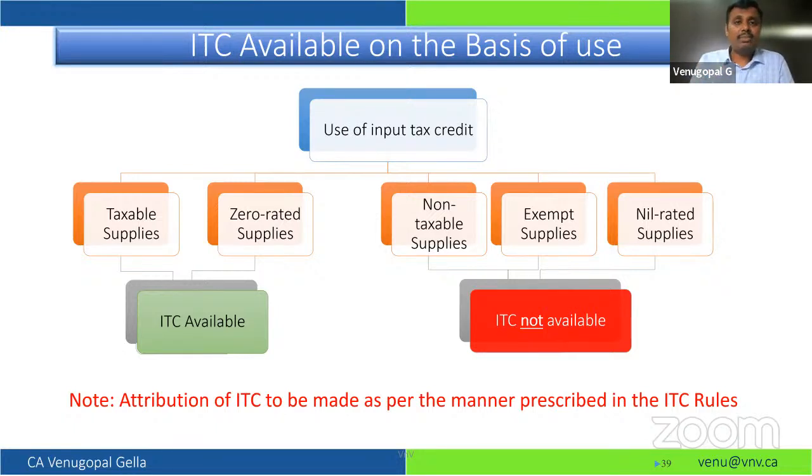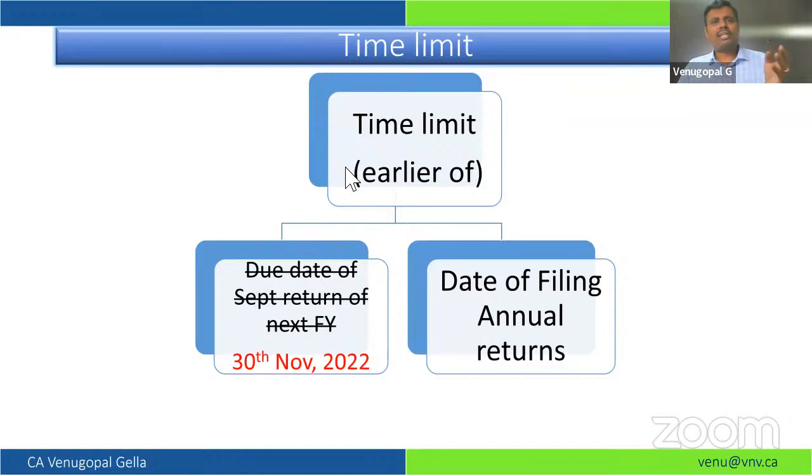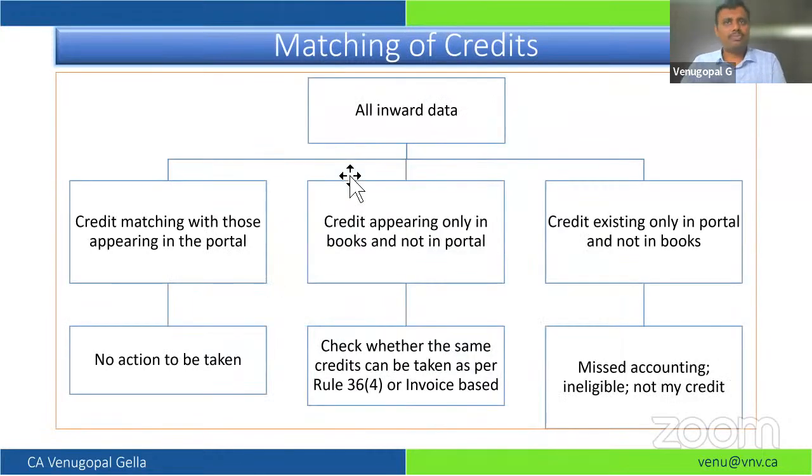If it is not an eligible credit, why? It could be on account of exempt supply, it could be personal use, or it is a blocked credit. What is a blocked credit? The blocked credit is the credit that you are not eligible to take. Till when can you take the credit? Till 30th November. So the action that you have to take is match it with the portal.